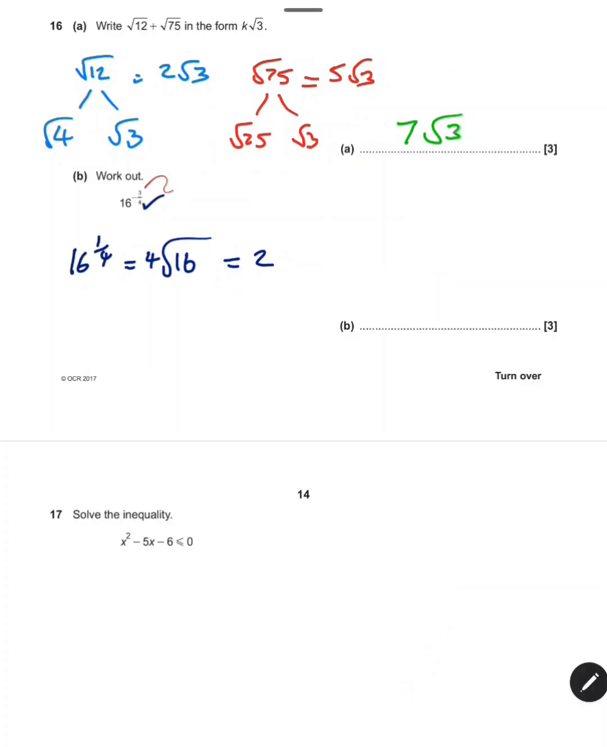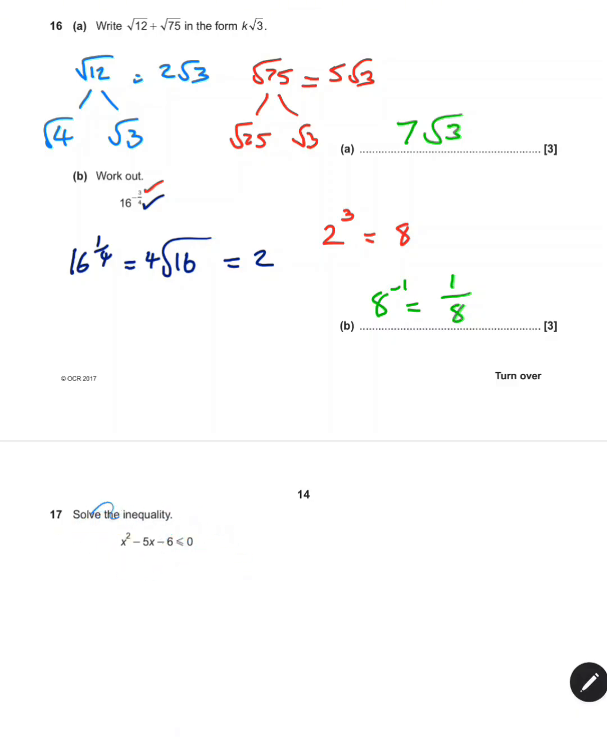I'm now going to look at this cubing part. So I'm going to take my 2 and cube it. 2 times 2 is 4 times 2 again is 8. So now I've dealt with that. Final step, deal with this negative index. So I'm going to take my 8 and raise it to the minus 1, just that negative part there. And that just puts 1 over 8. That's the reciprocal of 8.